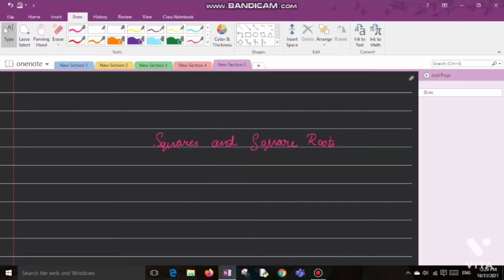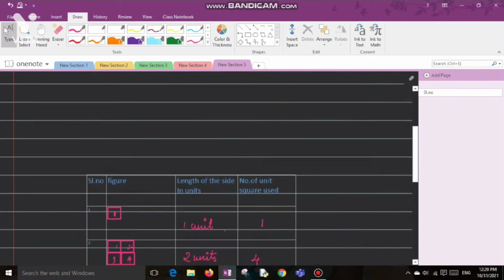Today I am going to explain the introductory topic of grade 8, that is squares and square roots. Okay, now let us make square shapes using unit squares and observe the number of unit squares used. Now, what is a unit square? It's a square whose side is 1 unit.